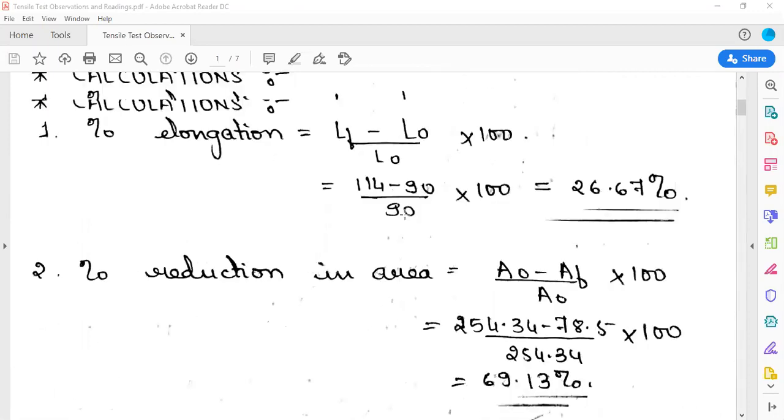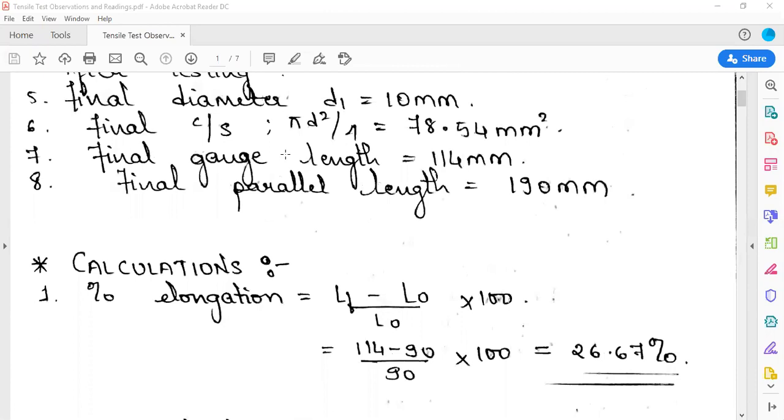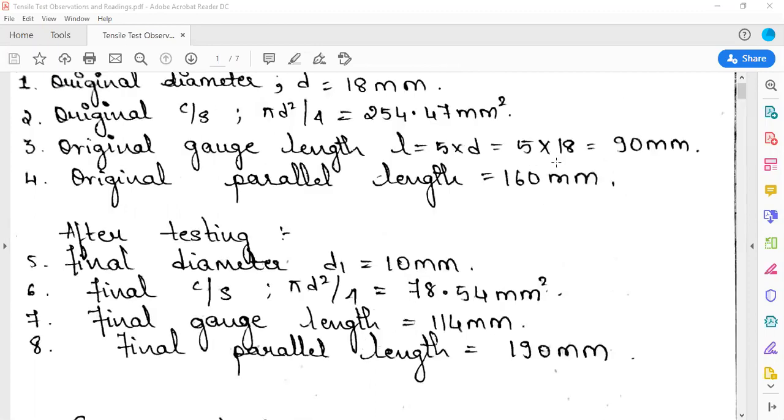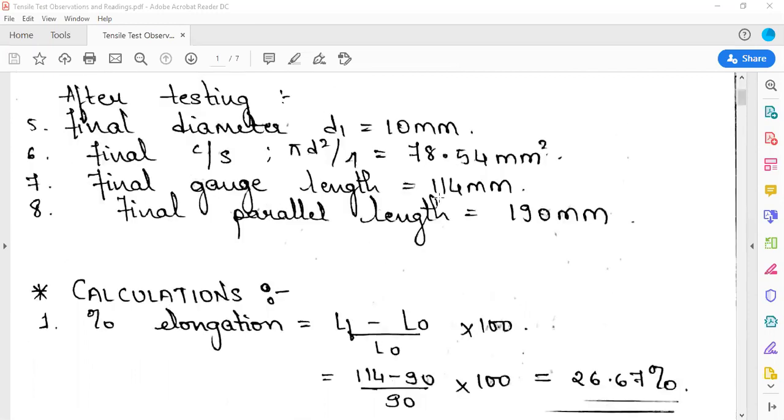As the member is subjected to tensile loading, the specimen will elongate, meaning there will be an increase in length. Here you can see that it is 114 mm, whereas the original gauge length is 90 mm. From 90 there is an increase of 24 mm in the specimen.